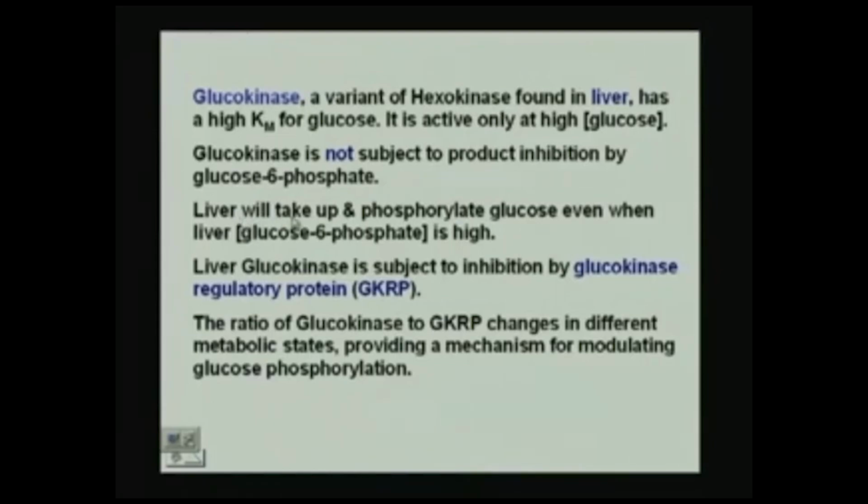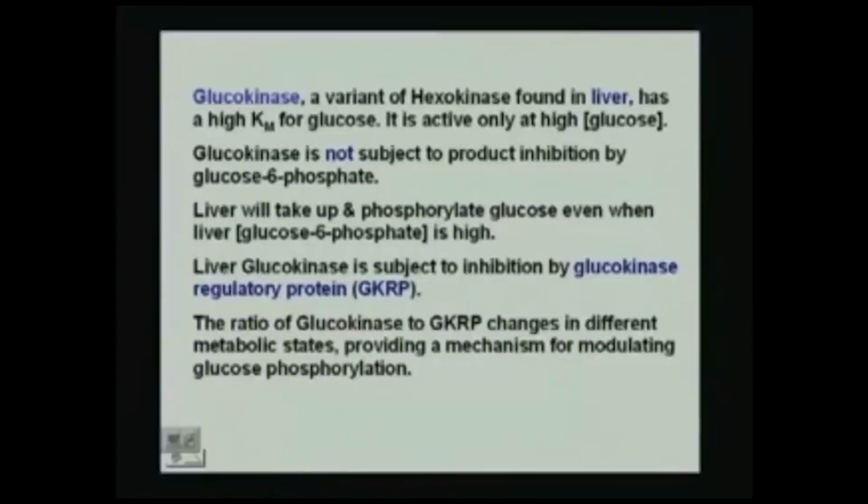Now, where is this glucokinase found? It is found in the liver. What it does is it takes up and phosphorylates glucose even when the glucose 6 phosphate is high. Why is that? Because it is not inhibited by glucose 6 phosphate. Glucose 6 phosphate has nothing to do with glucokinase. If it was hexokinase, then glucose 6 phosphate would have inhibited the enzyme. But glucokinase is not inhibited by glucose 6 phosphate. So, it is immaterial whether glucose 6 phosphate is high or low. It does not matter.